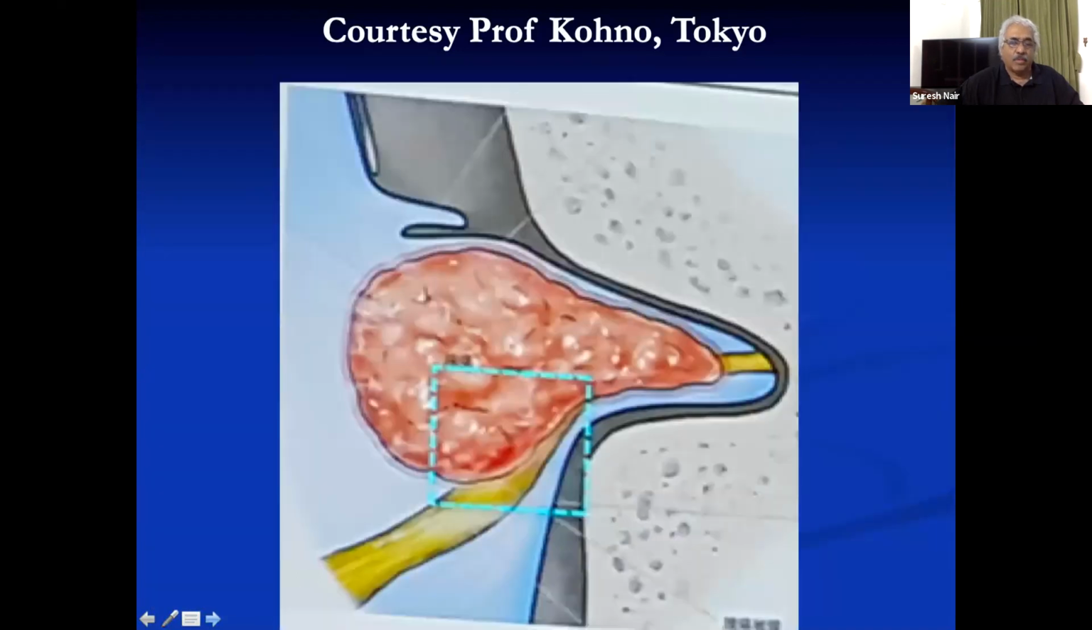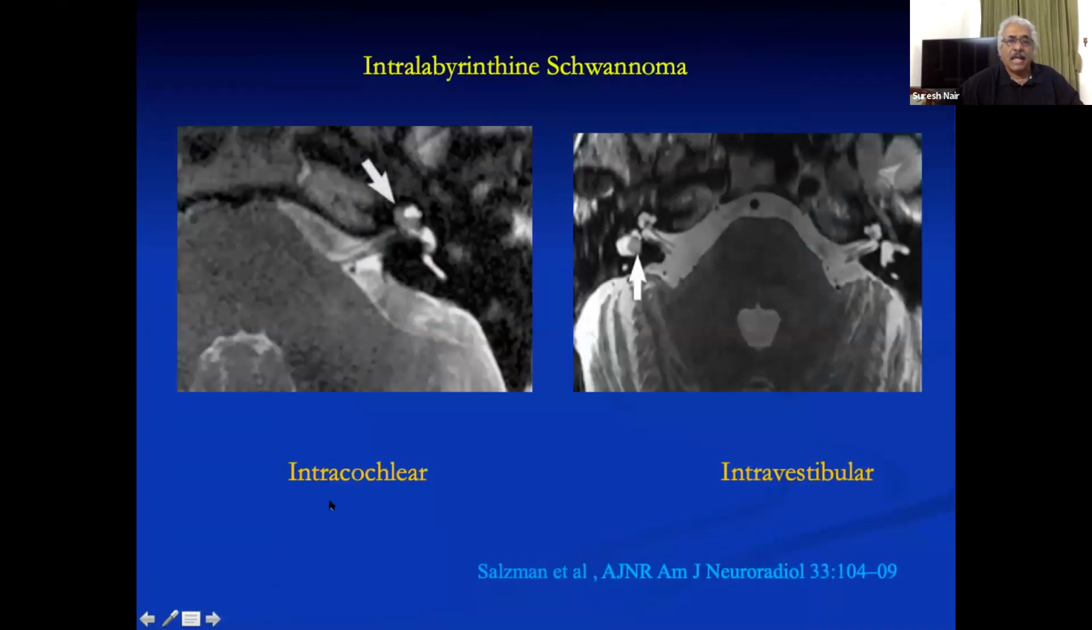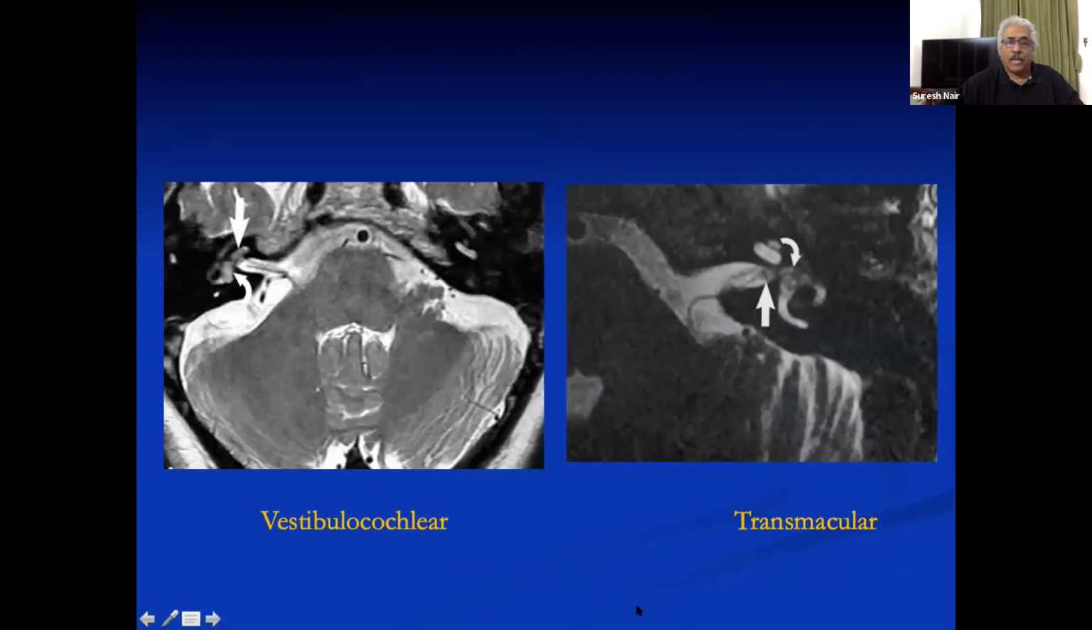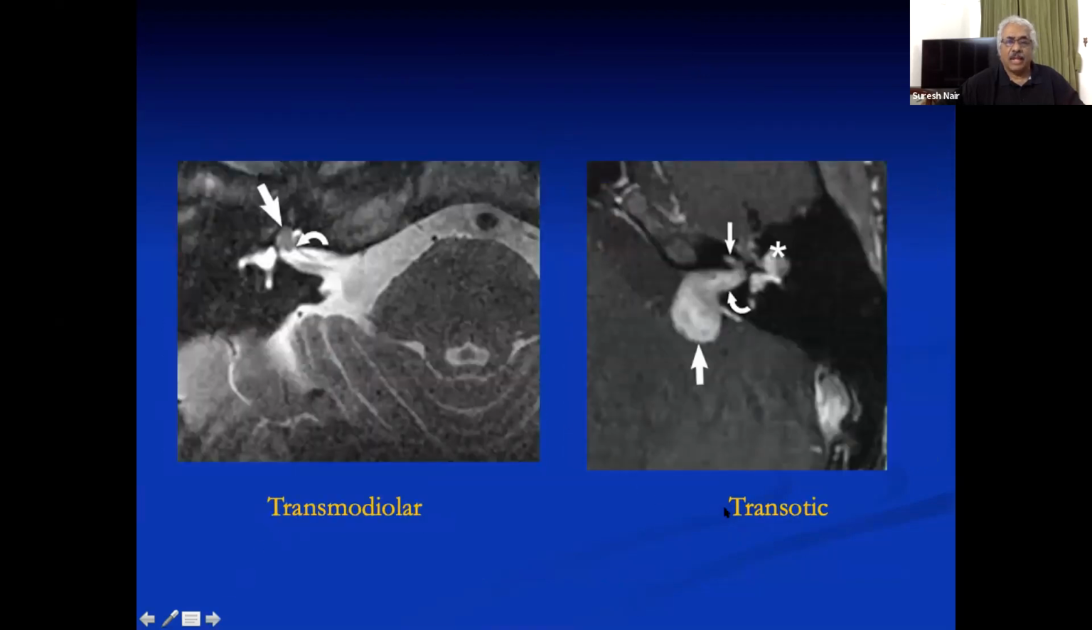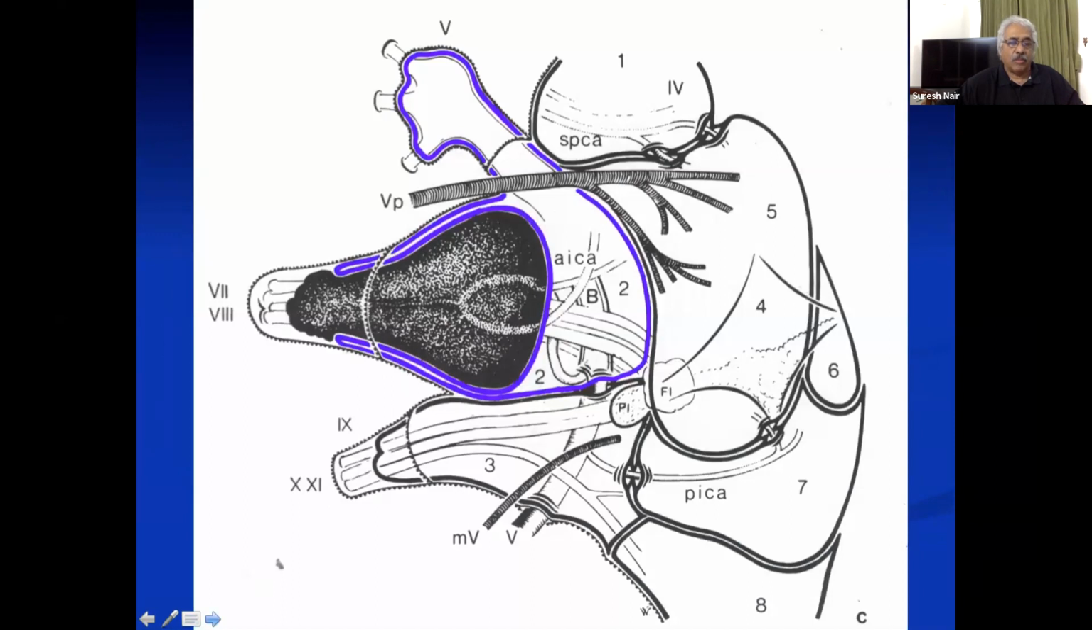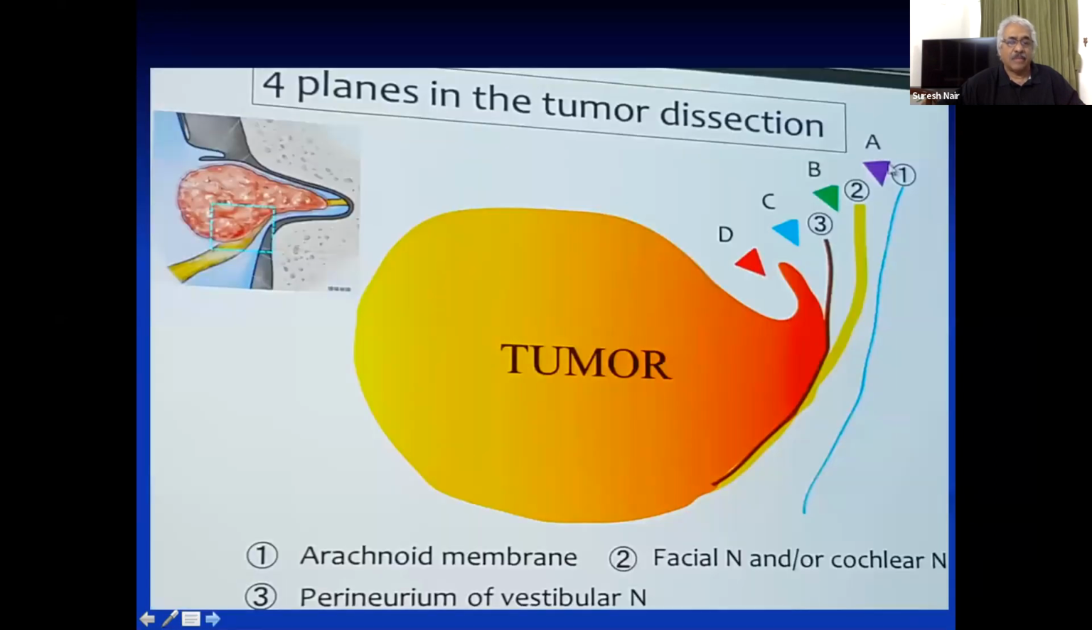I don't have time to show a video, but this is true for 98% of the cases. Very few cases like intracochlear vestibular schwannoma can arise intralabyrinthine, intravestibular, vestibulocochlear, transmacular. These are all epiarachnoid. They are very, very rare tumors, transmodiolar, transotic. If these tumors arise here, then they are epiarachnoid tumors. So this is the most important thing which I want to show.